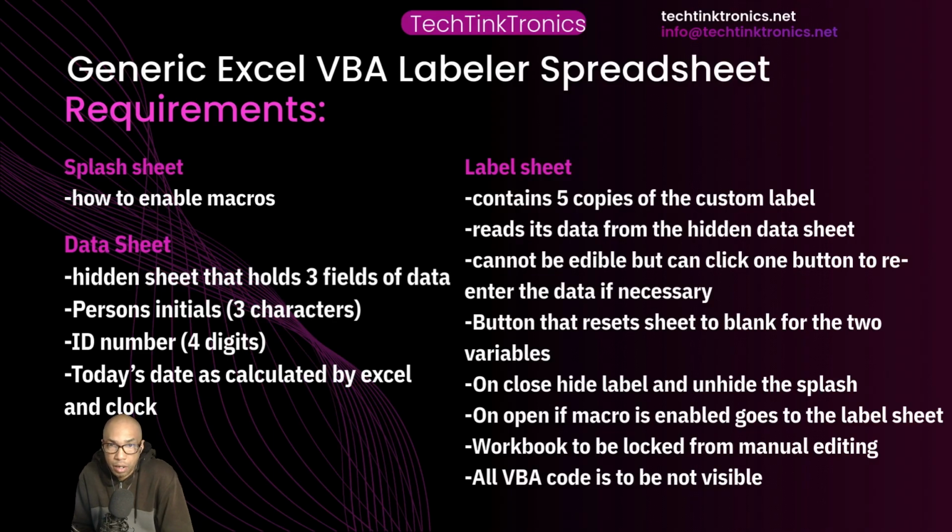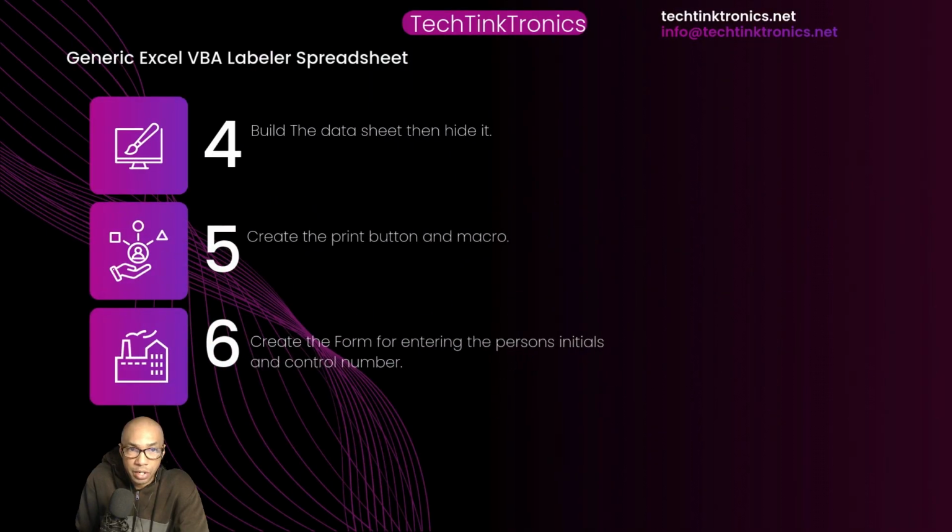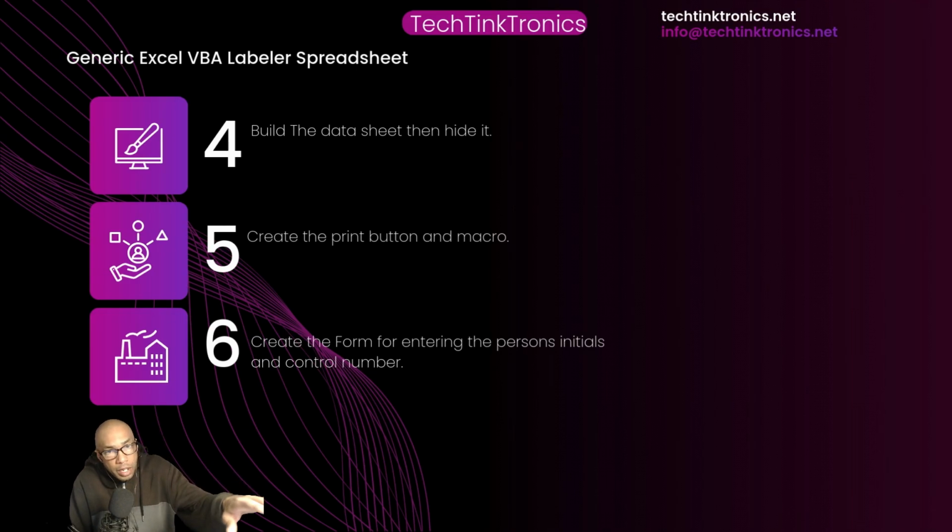So that's our requirements. Now, the steps, I'm going to outline the steps. We're going to open a blank Excel spreadsheet and make 3 tabs. We're going to label the sheets VBA error, data, and label. We're going to set up the code for the VBA error worksheet and the hiding and unhiding logic. Okay. And then the next 3 steps are we're going to build the data sheet, then we're going to hide it. We're going to create a print button and macro to go with that print button. Then we're going to create a form for entering the person's initials and control number. So basically, when they hit a button, it's going to pop up a form on the spreadsheet. They're going to enter this data.